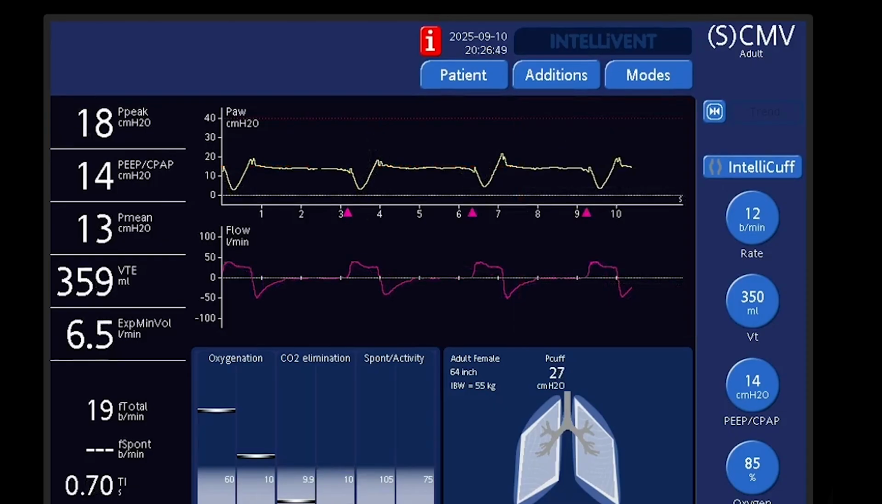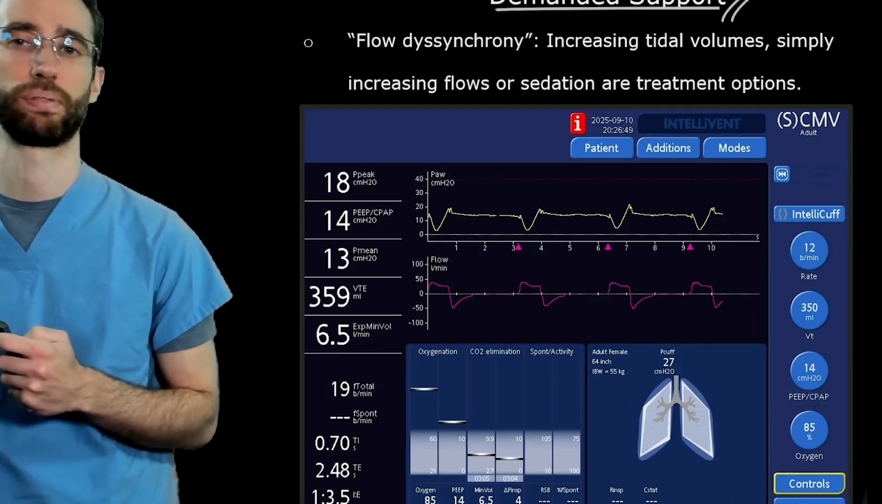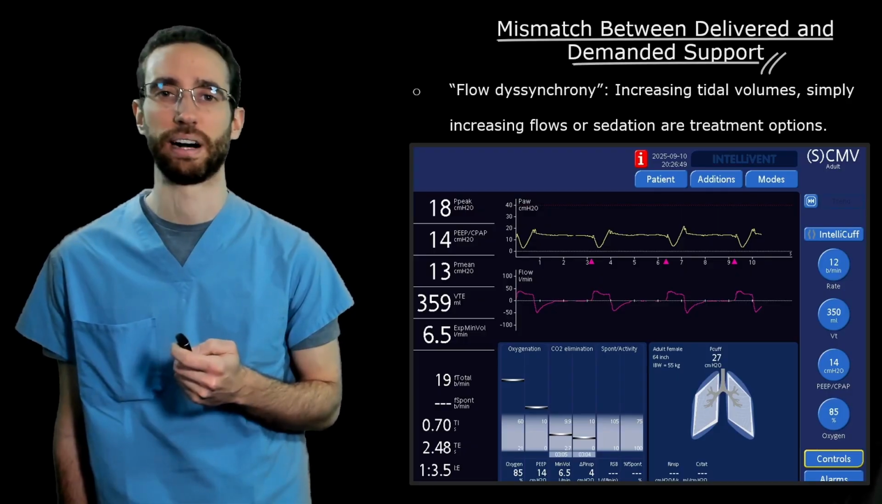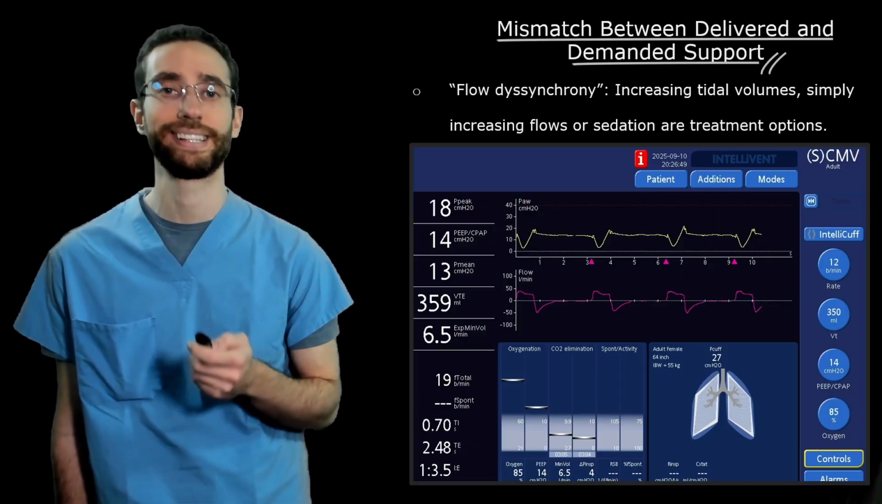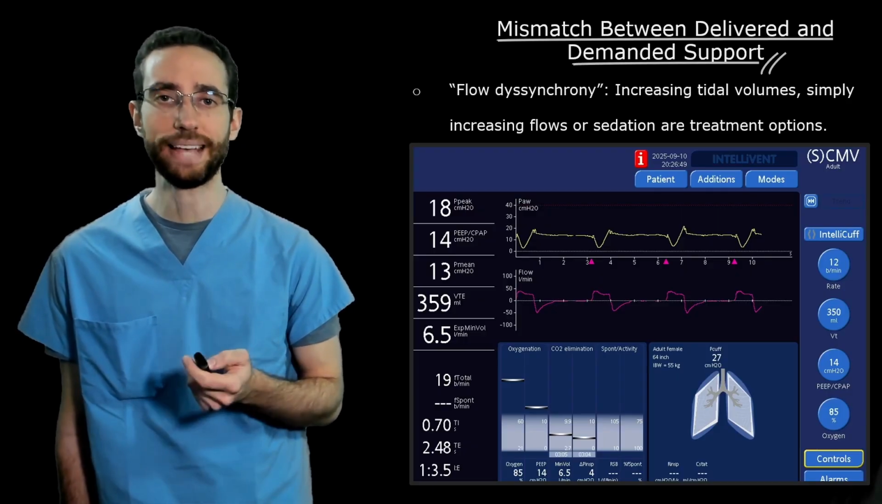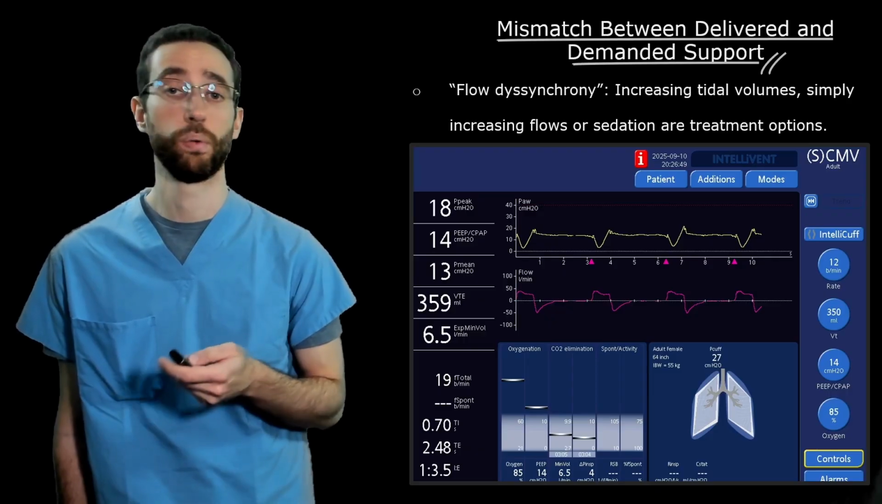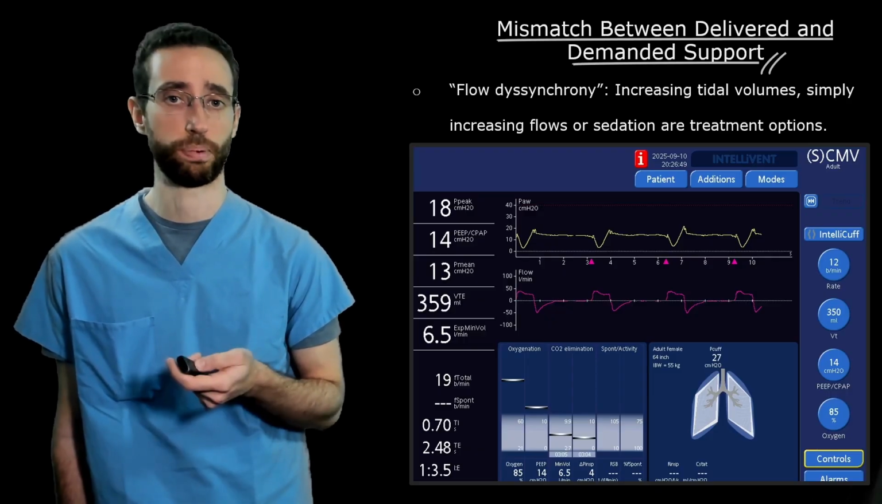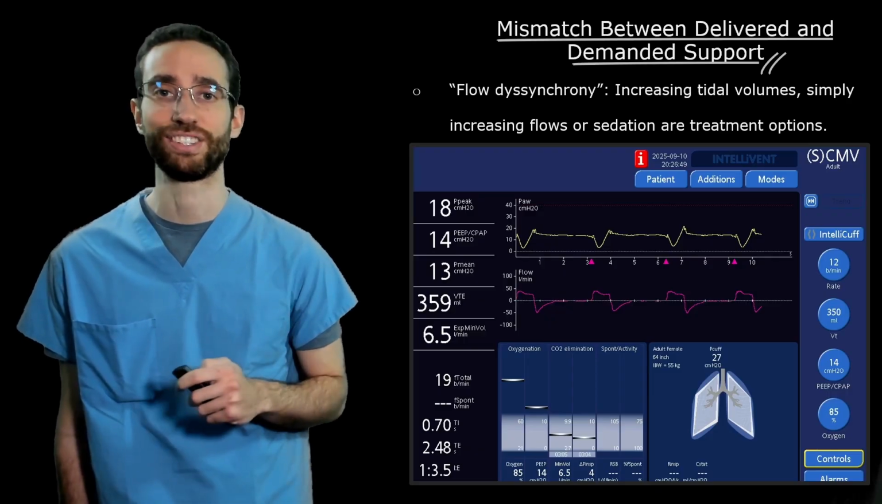Note how inspiratory airway pressures don't go as low as before. The patient, however, still had signs of increased work of breathing, and increasing tidal volumes was felt to be clinically inappropriate. So the best next step in this case was to sedate the patient to suppress their elevated respiratory drive.